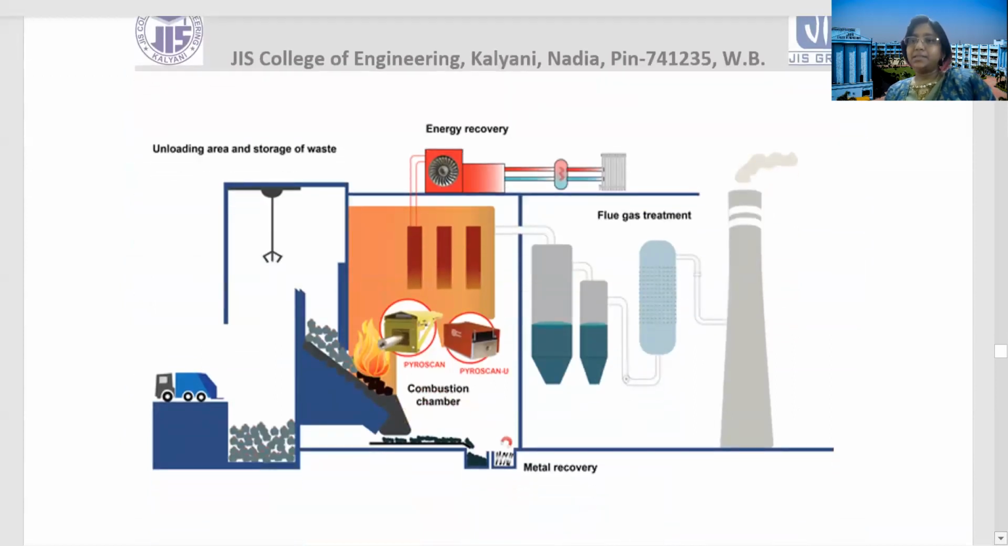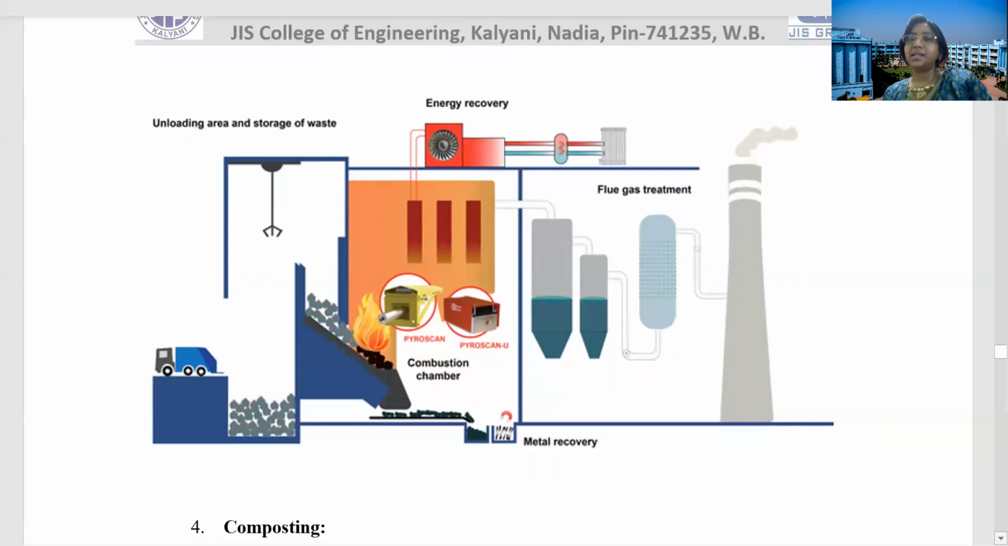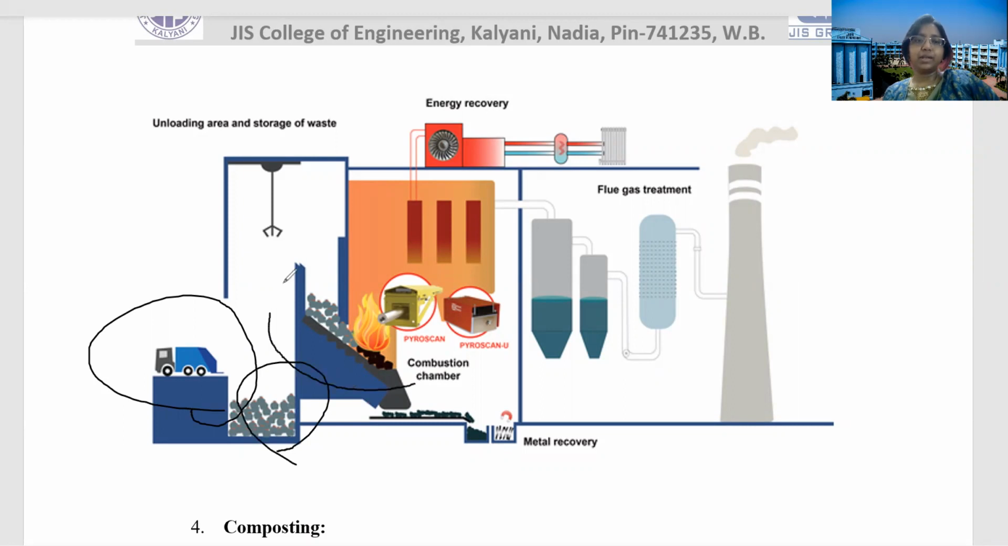But sometimes we need to use the incineration method, say for biomedical waste. These are highly infectious, like used needles, unused and expired drugs, surgical materials. All these are very infectious. So we need to use incineration methods. Here you can see the incineration method, how the waste materials are coming. Here the waste materials are coming by truck. It is dumped here, and then it goes to the combustion chamber. That is the combustion chamber, and then the incineration takes place.